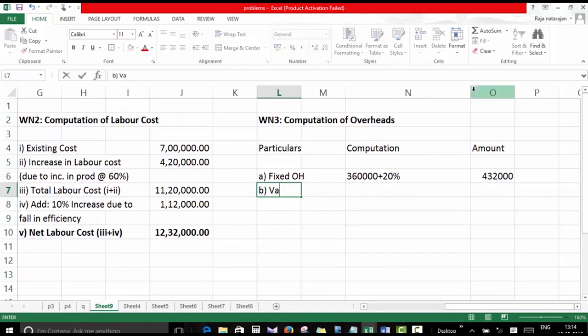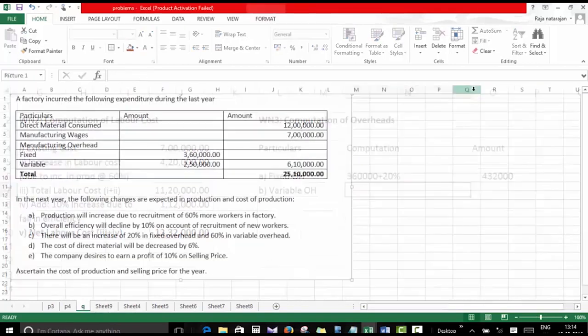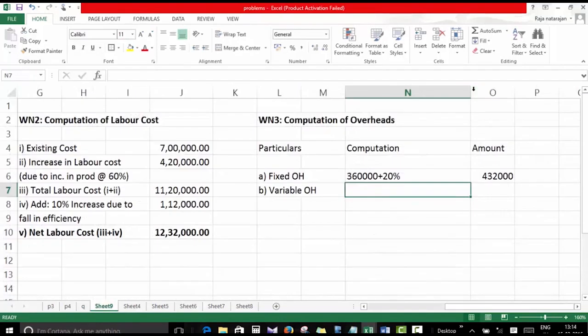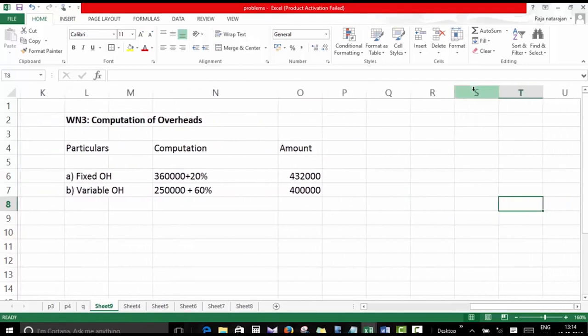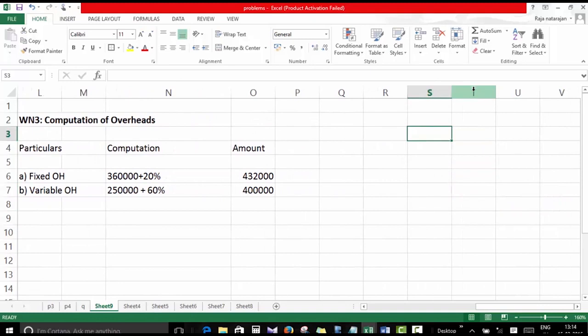Then I'll also have my variable overheads. What is the amount? It is 2,50,000, plus there is a change by 60%. So here I can have it as 2,50,000 multiplied by 160%. So it is going to be 4 lakh. Now we got all the information. We can take them to a cost sheet where we'll be able to find out the cost of production and selling price.